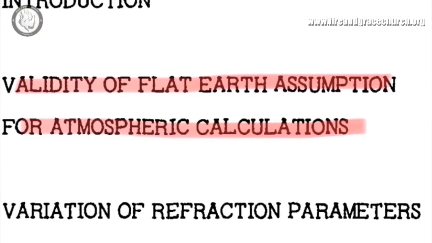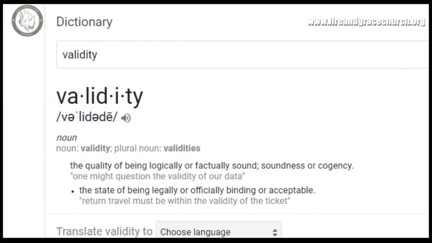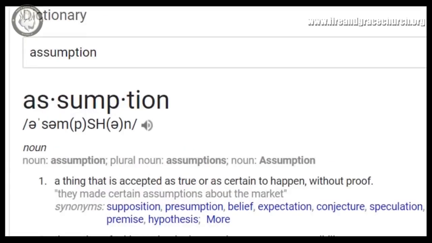Zoom in on it a little bit just so you see it. Validity of flat Earth assumption. Just so you know, the definition of validity: the quality of being logically or factually sound. Let's keep going here. Assumption. And anyway, let's just say that they didn't put in the validity. They just used the words flat Earth assumption. You hear that a lot. Well, the assumption: a thing that is accepted as true or is certain to happen without proof. I mean, we don't even need proof of this anymore. This is what is assumed to be true by the scientific community, by the governments of the world.